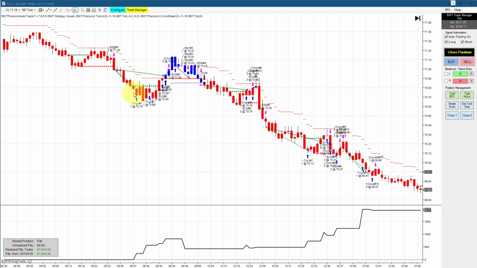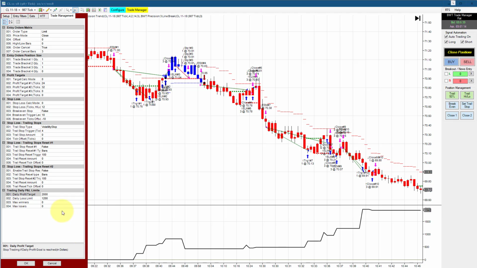This is trading 3 contracts, and it did 1940 for the day. I haven't adjusted my daily goals downward, but the goal on this was previously about $1,000 for most of my crude charts. Here we have it set to 2,000, and this is trading 3 contracts. It's a limit order at the close of the bar. You can see how that worked here, and then our profit goals and so forth.